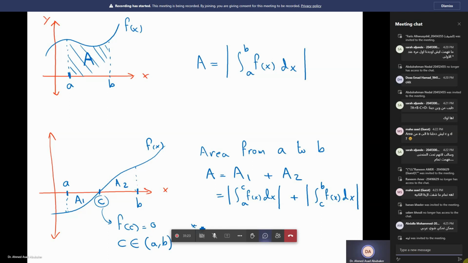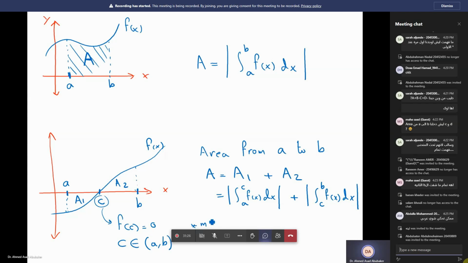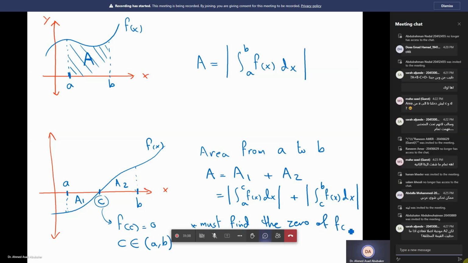So here the first step must be to find the zeros of f of x between A and B, by putting f of x equal 0. This is the zeros of f of x. Okay.